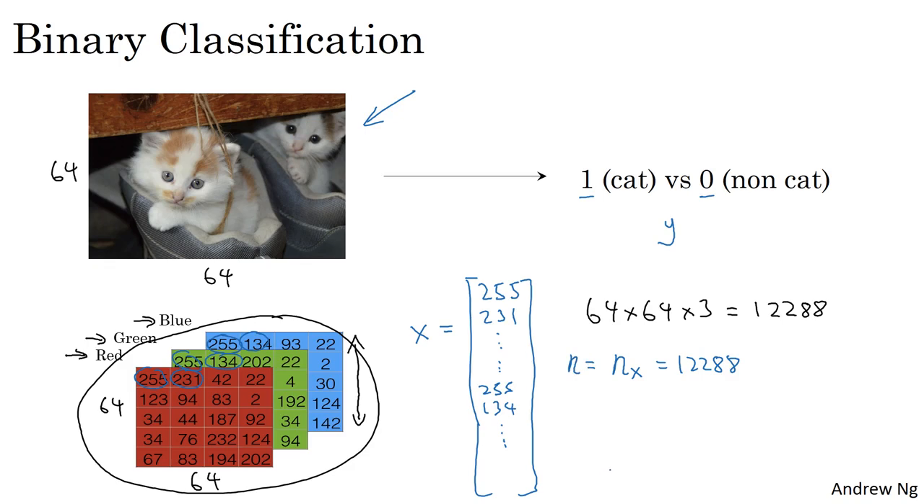So in binary classification, our goal is to learn a classifier that can input an image represented by its feature vector x and predict whether the corresponding label y is 1 or 0.